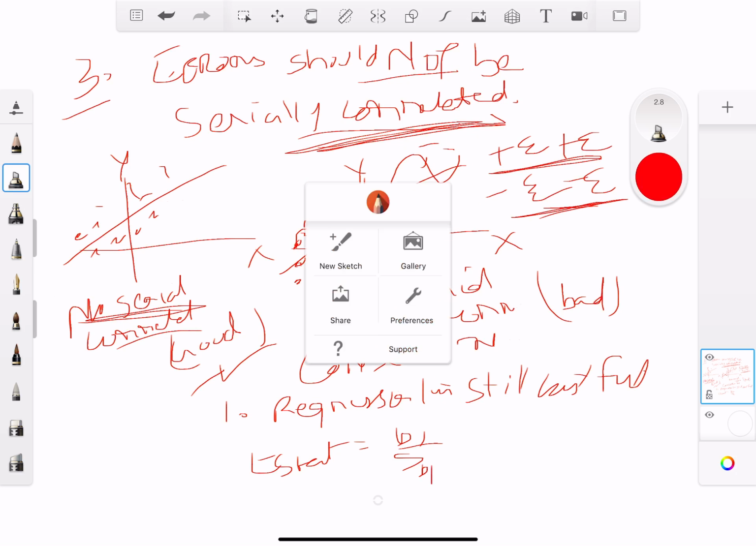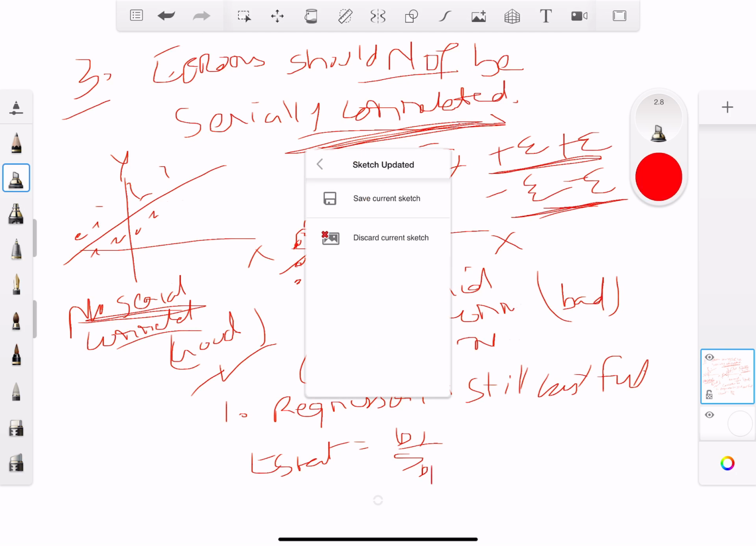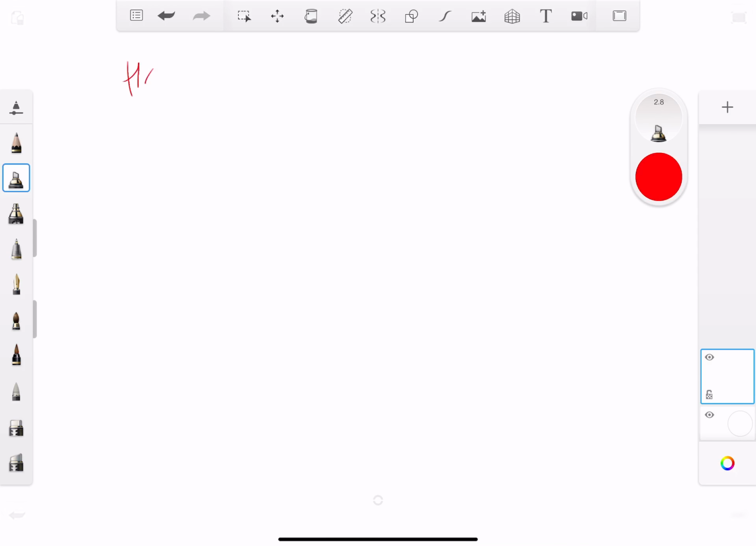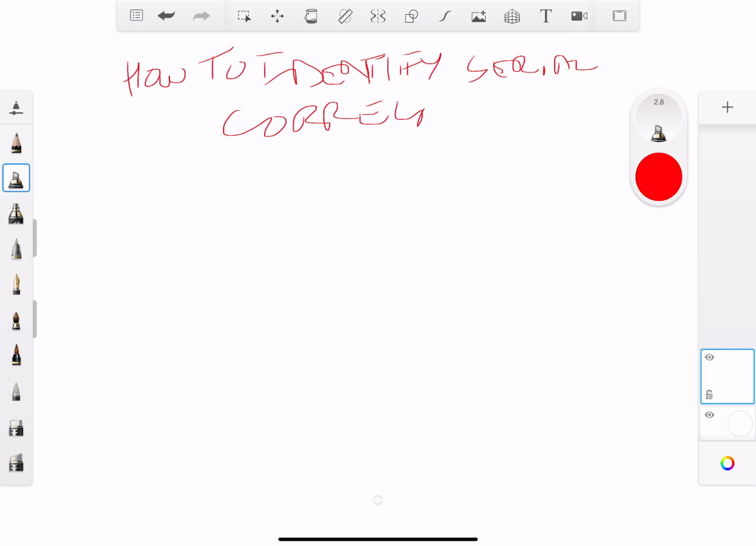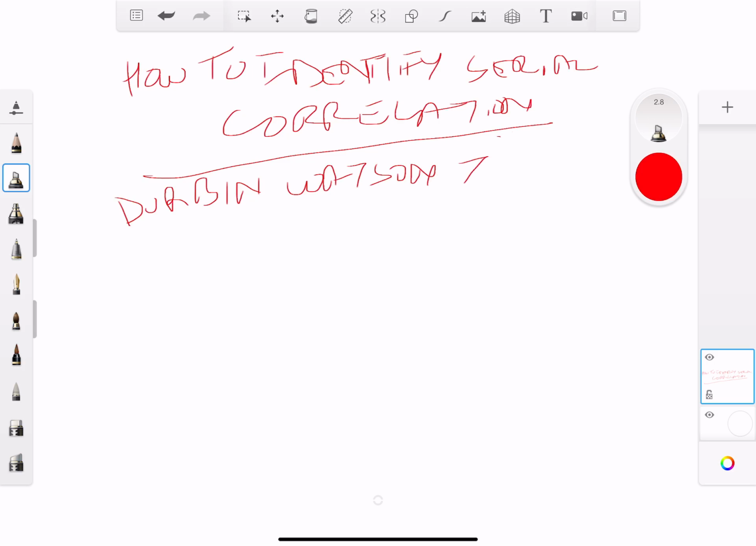Now, how are we going to identify if there is a serial correlation? So let's say we have a regression line. How are we going to go and identify a serial correlation? There's something called the Durbin-Watson test. This is a key one that I would definitely recommend you take a look at, also called the DW test.